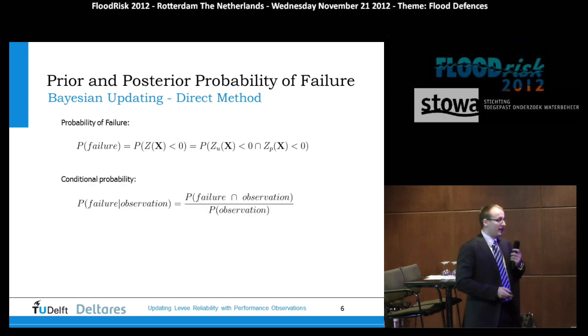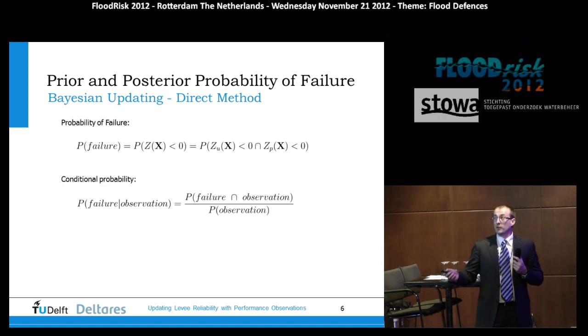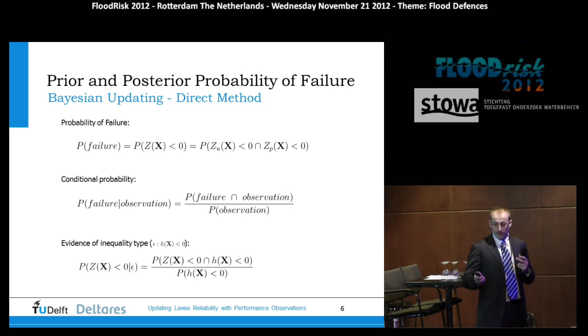If you want to update that, you can simply use Bayes' rule, here written in the form of a conditional probability. So that would be the probability of failure given the observation is the probability of failure and the observation at the same time, divided by the prior probability of the observation. In a little bit more formal terms, that would look like this.